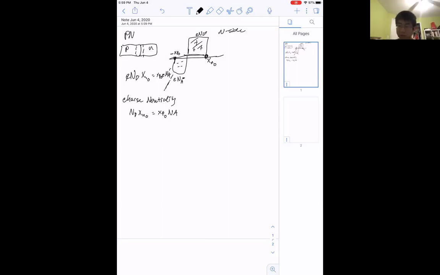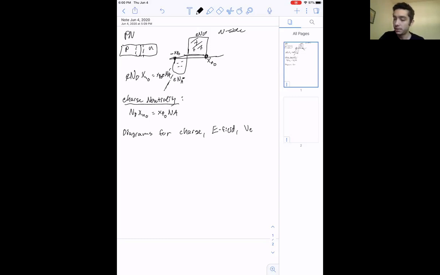And so if this is a constant product, you can see how if I increase the A doping, the NA, XP naught is going to go down. Okay, so knowing that, what the problem was asking you to do is diagrams for charge, E field, and built-in voltage. We already did charge. You can take that as a given.